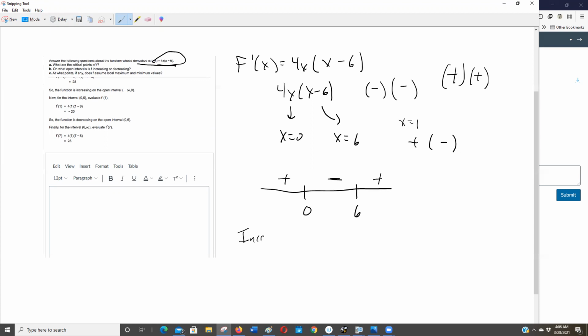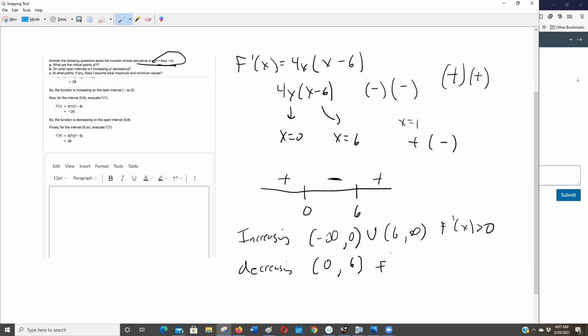So this function is increasing on negative infinity to 0, and we'll do it open because the derivative is equal to 0 at 0. So it's not a closed interval, it's an open interval. And then 6 to infinity, and then we know it's decreasing from 0 to 6. The other thing I want you to think about: this is increasing because f prime of x is positive, and this is decreasing because f prime of x is less than 0.